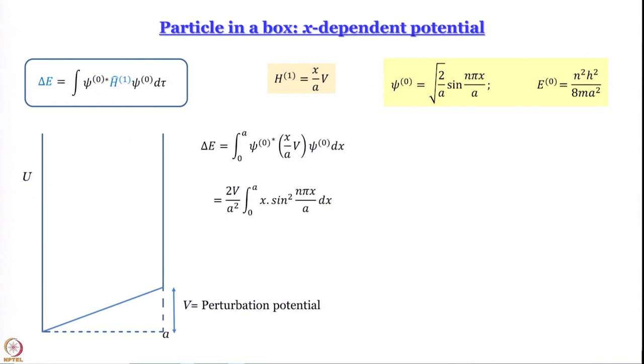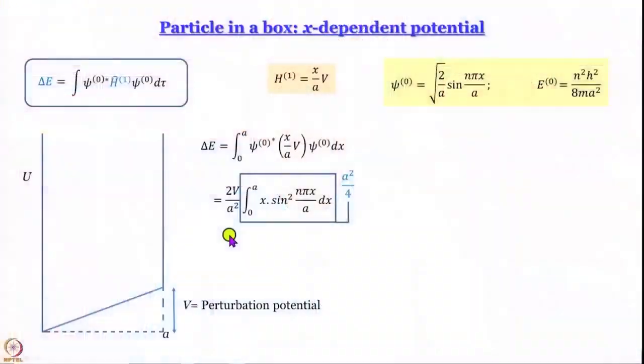We know the solutions already. So, we are going to just put the value from the compendium. The value of the standard integral turns out to be A square by 4. So, the value for delta E that we have is 2V divided by A square multiplied by A square by 4, that turns out to be V by 2.